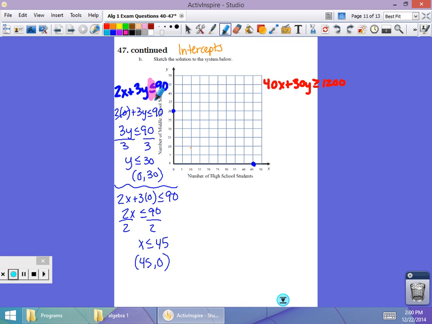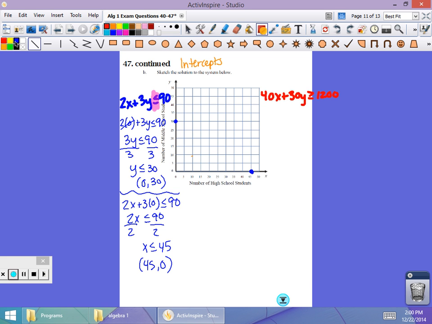Looking at the inequality sign, less than or equal to, it includes all those points, so it'll also be a straight line. I don't like that line. There we go.